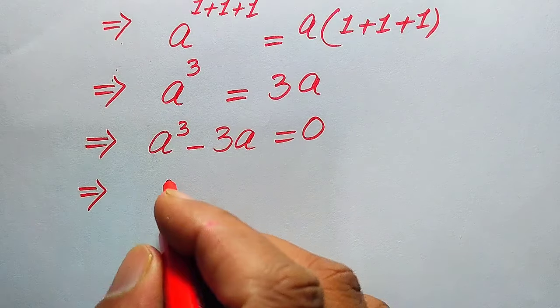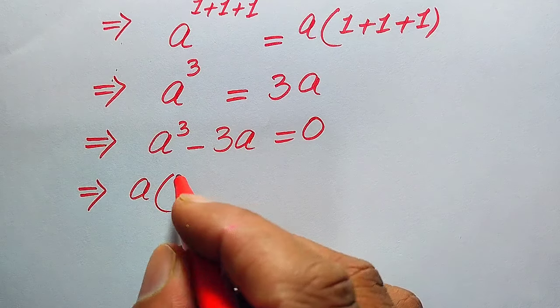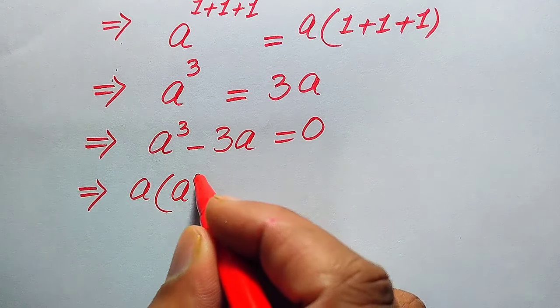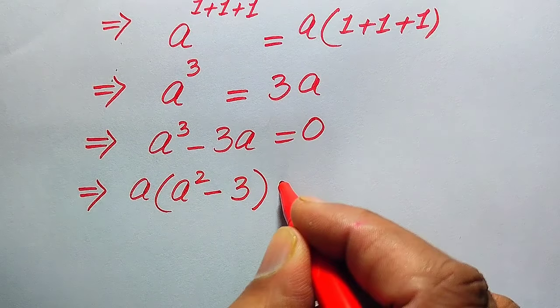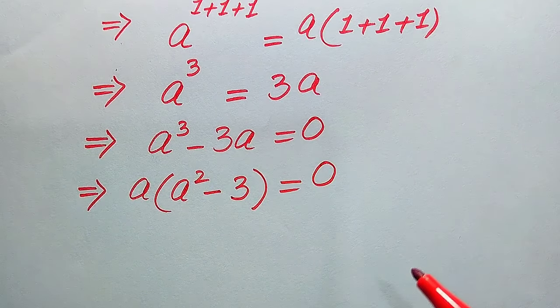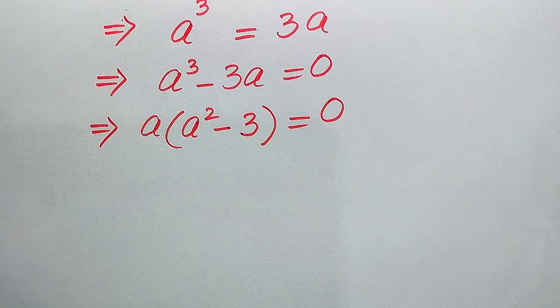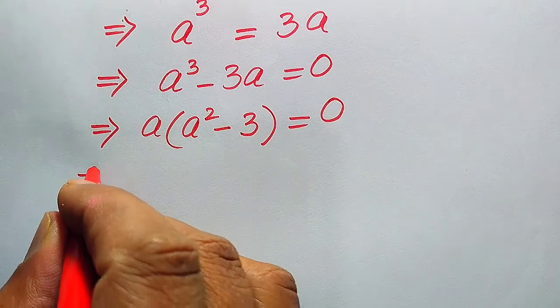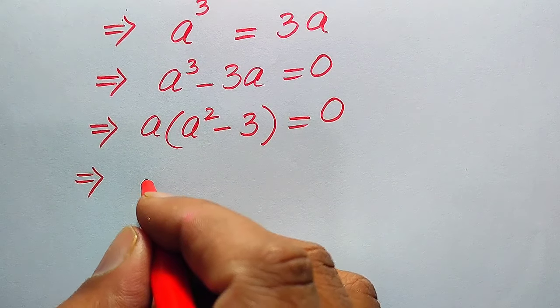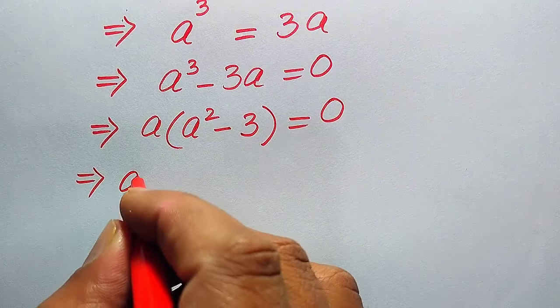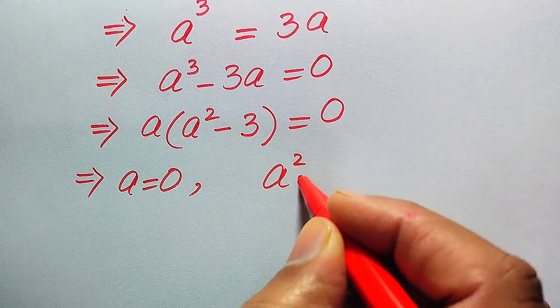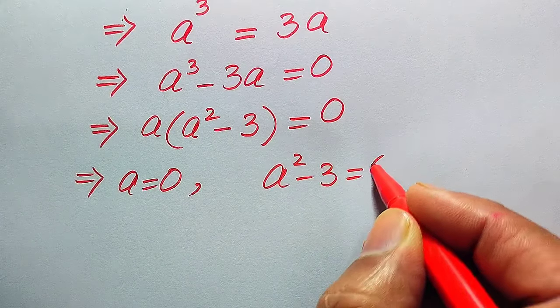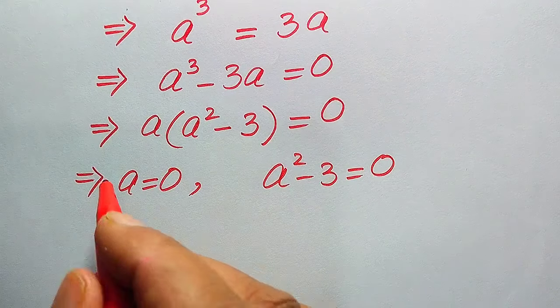And further you see here both of these two terms involve a, so we take common a from here, and when we take common a we get the remaining values a square minus 3, and this whole expression is equal to 0. And now in the next step we need to divide this equation into two cases. The first case is we write a equals 0, and the second case is we write a square minus 3 is equal to 0.